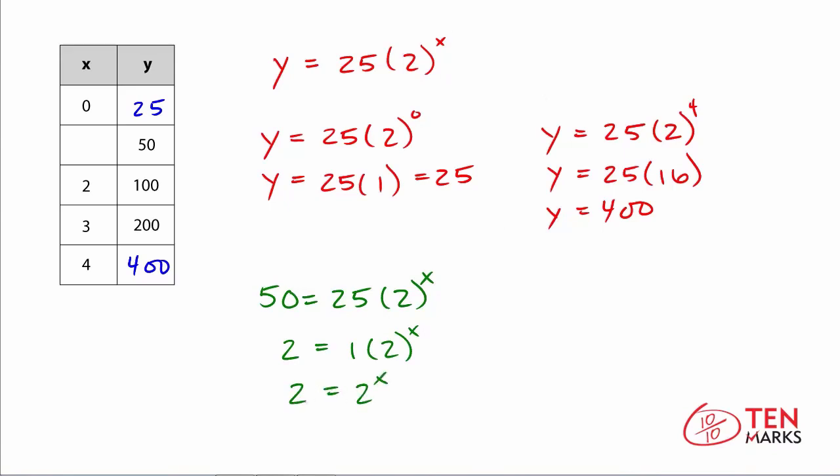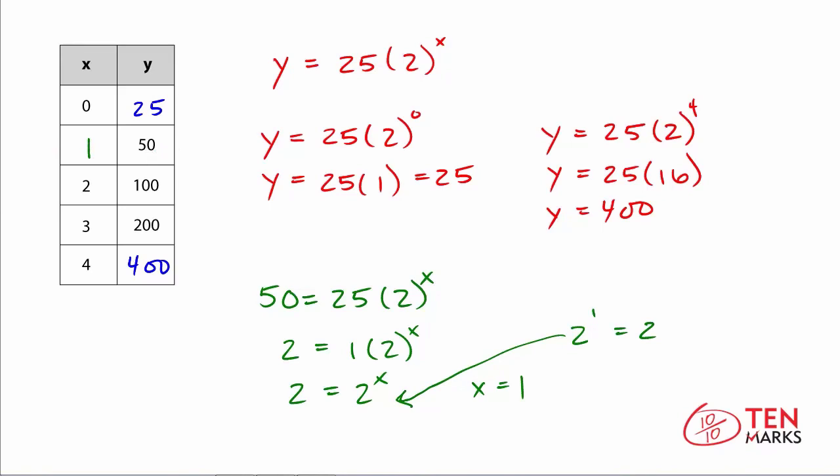Now when you look at this relationship here, 2 equals 2 to the power of x. How can you get the value of the base when you have this exponent? Anything raised to the power of 1 is the number itself. So that means that x here must equal 1, because 2 to the power of 1 equals 2, and that's what makes this relationship true. So that means x equals 1 when y equals 50.